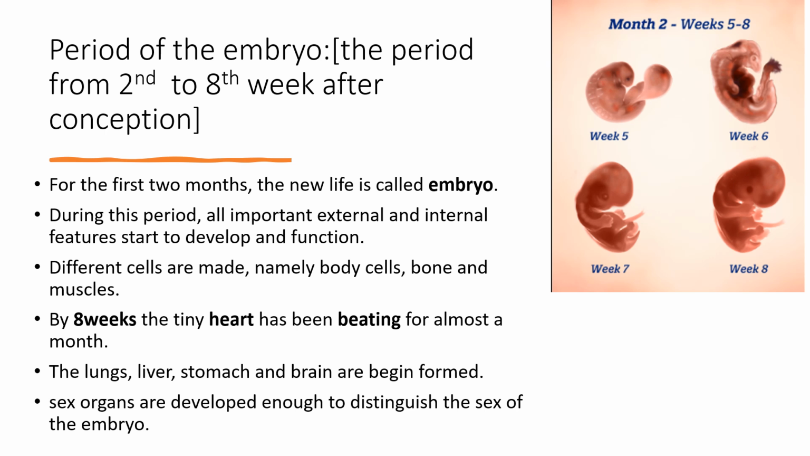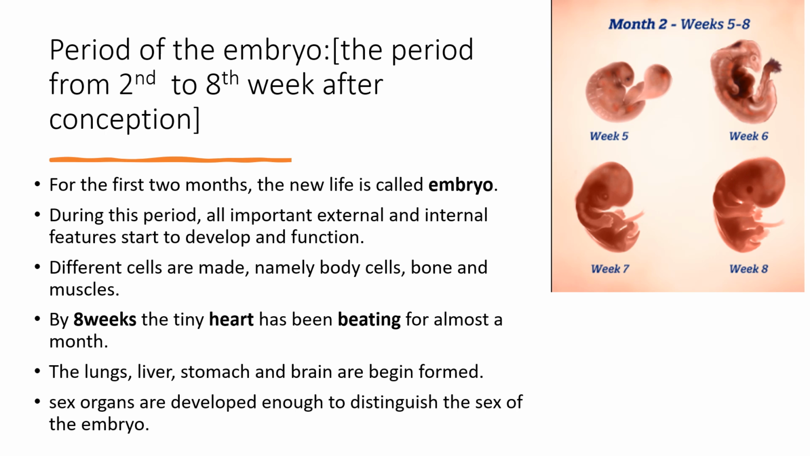At the period of the embryo, from the second week to the 8th week after conception, for the first 2 months, the new life is called the embryo. At that time, important external and internal features will start to develop and function. So different cells are made, namely body cells, bone cells, muscle cells, all will be made at that time. And by the 8 weeks, we will start to develop a very tiny heart.